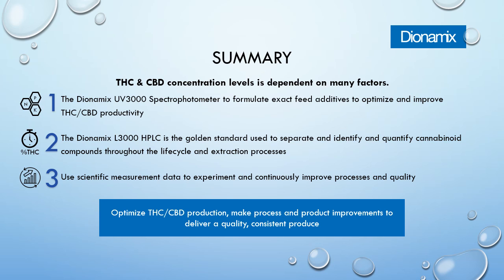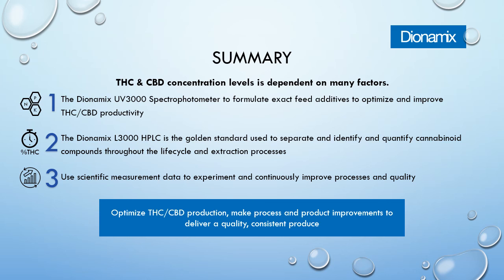Here's a quick summary of the key points from the presentation. Nutrients are a critical element to cannabinoid development. Understanding how much is needed to replenish the soil to avoid over or underfeeding is key to ensuring you maximize production. Using the Dynamics spectrophotometer will provide the exact part per million level data to make precise adjustments as the plant's needs change from vegetative to flowering stages.